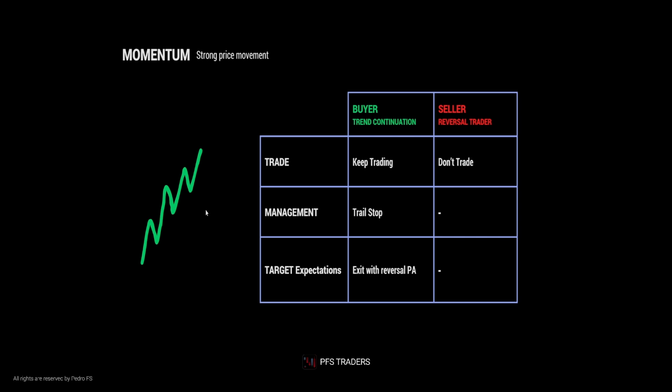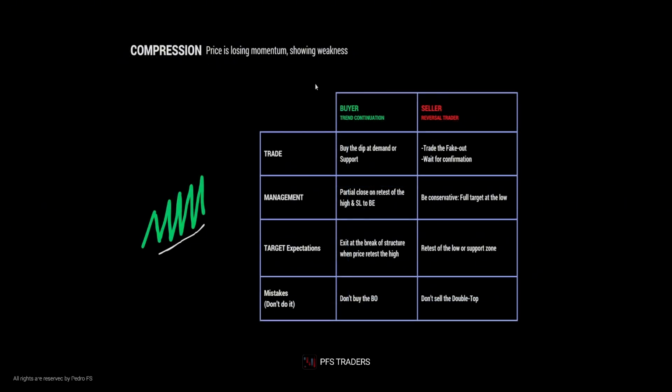Next, we are going to go into the compression. Now, in the compression, it's slightly different. It changes a little bit the expectation that we should have, especially in terms of targets for the buyers. And this is the moment that the sellers can start being involved. Because as I mentioned, this is the moment that we start having deep retracements and there are opportunities for both traders to be involved in here.